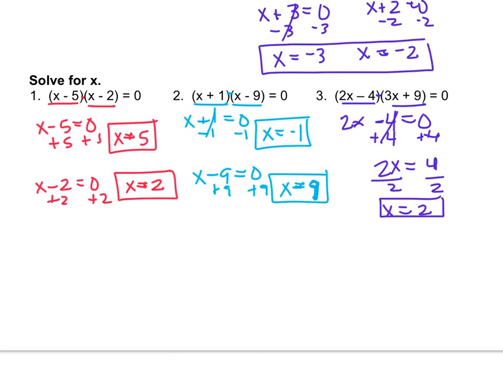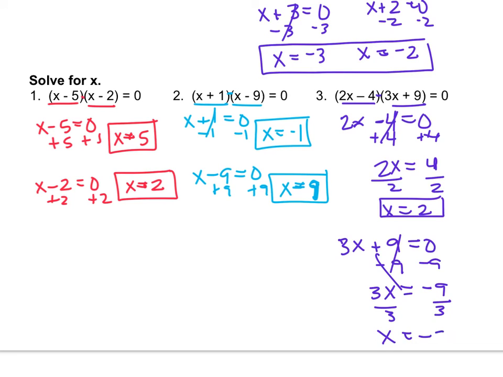Then we're going to take our second factor, 3x plus 9, and we're going to set that equal to 0. So we'll solve by subtracting 9 first from both sides. So we have 3x equals negative 9. And then we divide both sides by 3, and x equals negative 3.